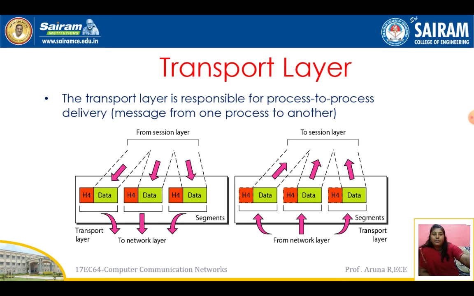Here you can see that from the session layer everything is coming in the form of segments. Data is getting divided into segments, and these segments of data are sent to the network layer. From the network layer all the segments are given to the transport layer. Then from the transport layer it goes to the session layer.